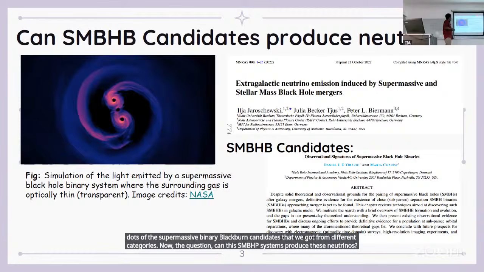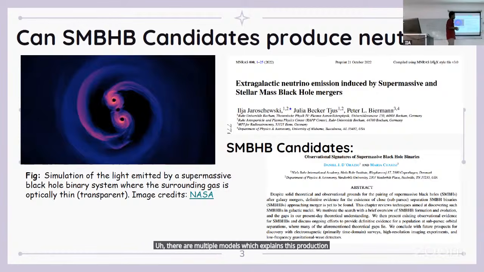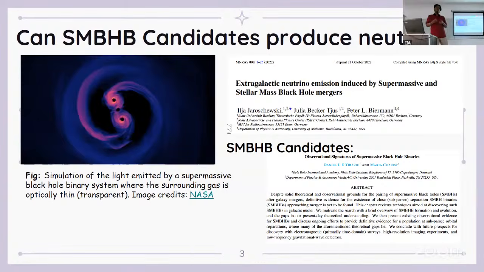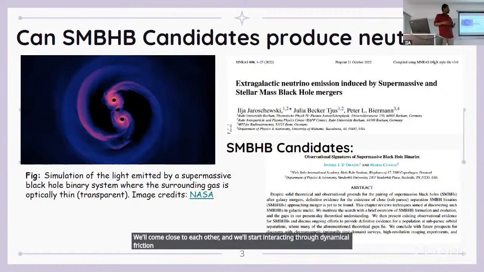There are multiple models which explain the production of these neutrinos from these SMBHB systems. One of the main models that we considered is from this paper, by Jaroszewski, Julia Becker and Peter Wehrmann. The idea is that the galaxies will come close to each other and will start interacting through dynamical friction. And after this dynamical friction, they go into a problem known as the final parsec problem. There are multiple ways in which this final parsec problem can be overcome. And once this has happened, they will come to very close separations, below the parsec range.